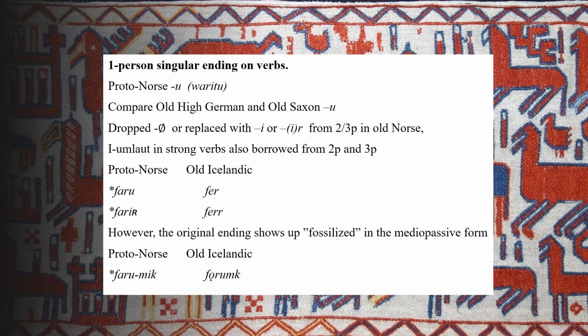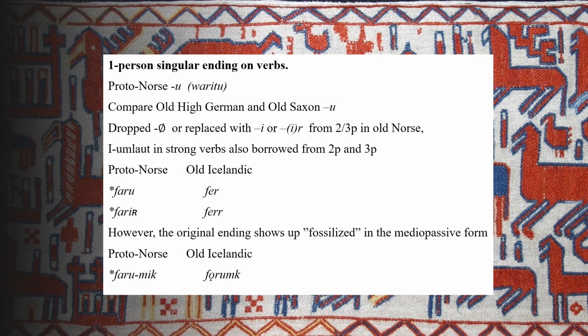The original first-person ending was o. This is seen in runic inscriptions and also in West Germanic, such as Old High German and Old Saxon. However, in Old Norse, this ending dropped or was replaced by second and third person endings, and the first person also acquired I umlaut from the second and third person through analogy. Hence you have Proto-Norse faro, farij, becoming Old Icelandic fer, fer, with the same vowel in both examples, where you would expect at least an u umlauted a in the first person.